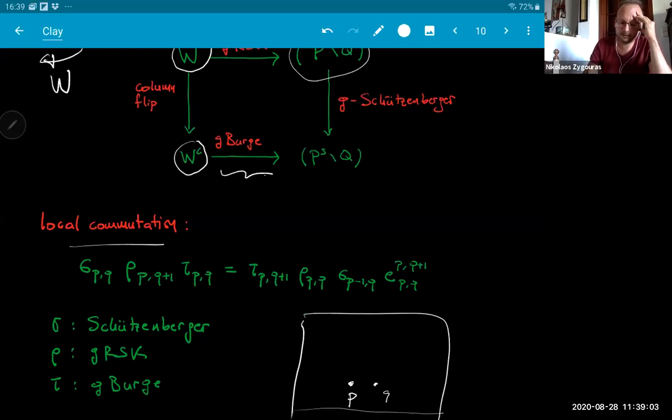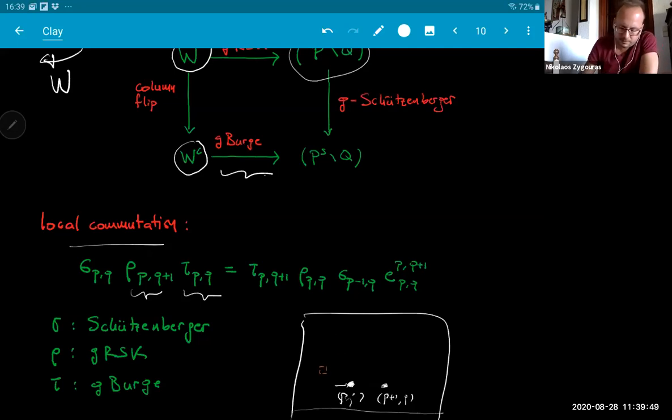let's say this is a PQ site, and this is a P+1 site. And then you want to insert the entries that stand at the PQ site and the P+1Q site. So it goes as follows. You take the entry sitting at PQ, and then you do a geometric Berge correspondence. Then you take the entry that sits at P+1Q, and then you do an RSK correspondence. And then you go back to the entry that sits at PQ, and then you do a Schützenberger correspondence.